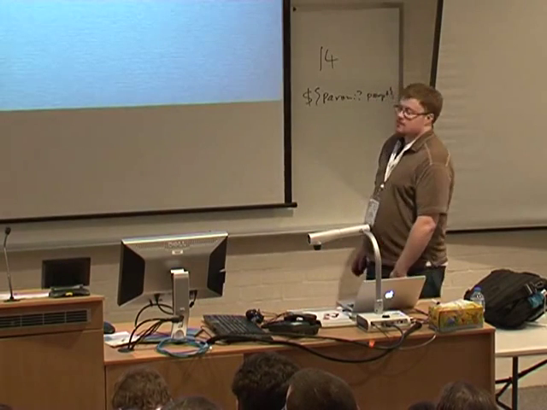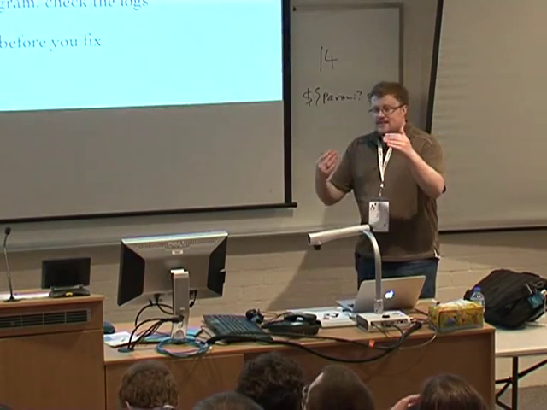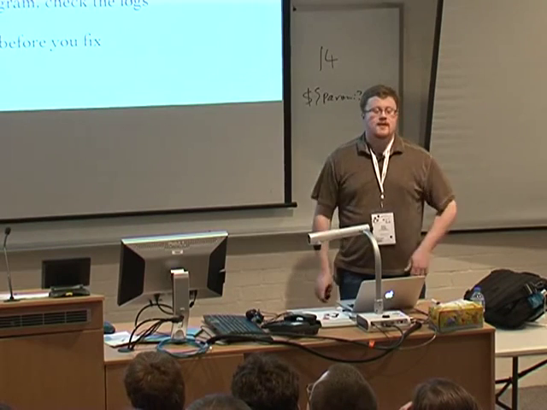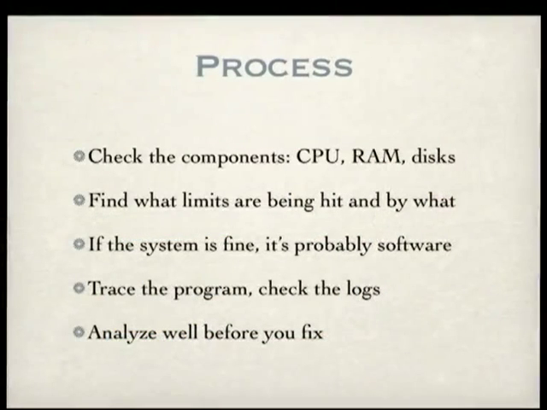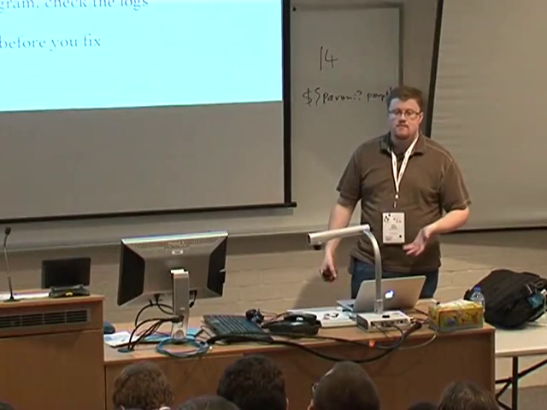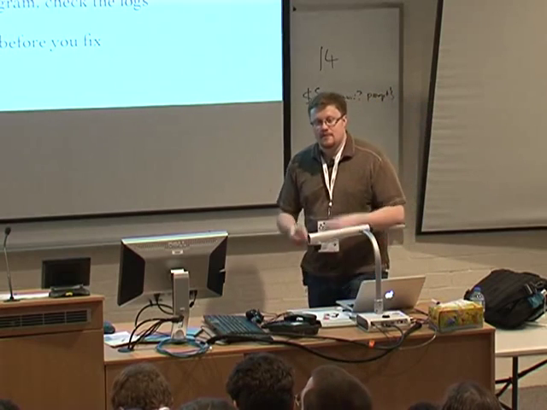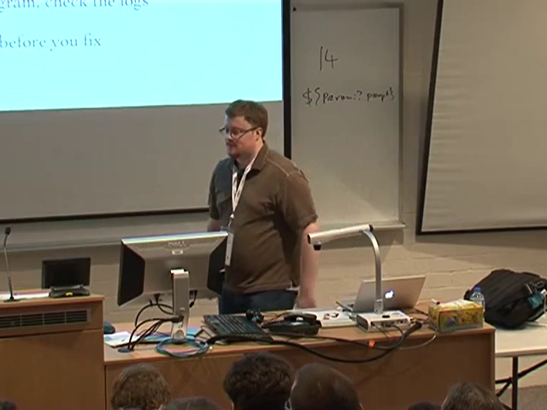So let's kind of summarize what we've talked about here. My personal process, and if you're working on systems, you will come up with your own, is to check each of the components: see what the CPU is doing, see what the RAM is doing, see what the disks are doing, understand what it looks like, look at top, see what the software is doing. Is something running 100% CPU? Are a lot of things running a lot of CPU? Are they using a ton of memory? If your system looks fine, but people are reporting problems, it's probably software.